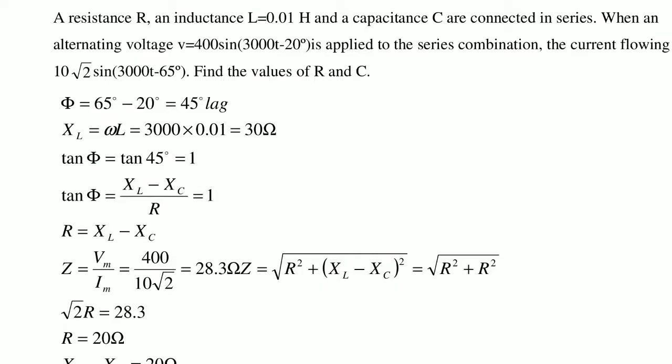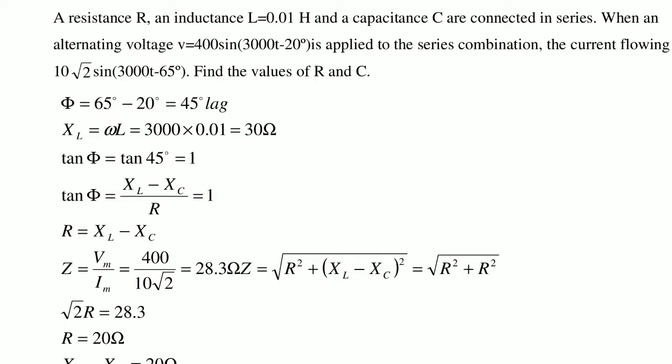So how can we calculate Z? Z is equal to Vm by Im. Vm is 400, Im is 10 into root 2. Here we get the Z value as 28.3 ohms. Now Z is equal to the square root of R square plus (XL minus XC) whole square. From the above equation, R is equal to XL minus XC.